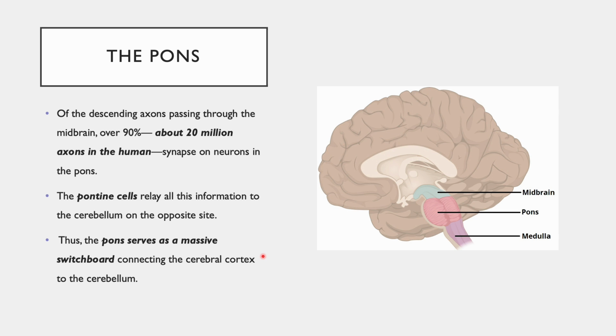Because if you remember, the cerebellum does not have contralateral control. The left side of the cerebellum controls motor movement on the left side of the body, whereas the right side of the cerebellum controls movement on the right side. This is different from the contralateral control that we see in the cerebrum specifically. So the pons is playing a really important role here as the switchboard between these two brain areas.